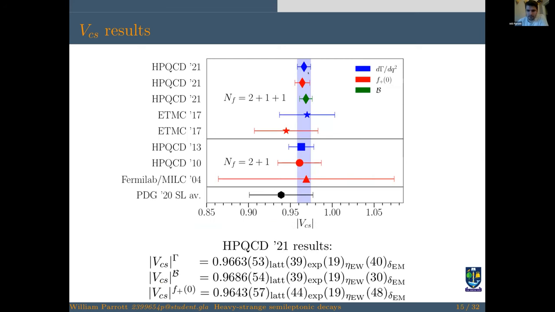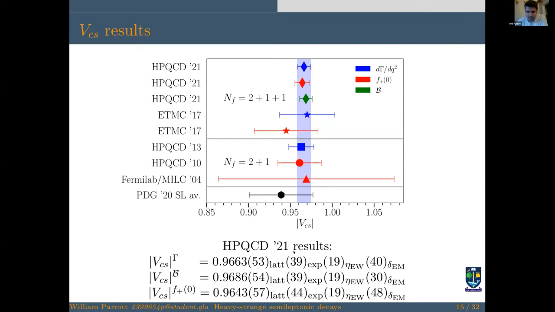Putting all those results together, this is our preferred one using the binned differential decay rate data. You can see it agrees very well with the other two methods and indeed with previous determinations. And in particular, I should note, it's much more precise than the current PDG value, which will hopefully be updated with this soon.